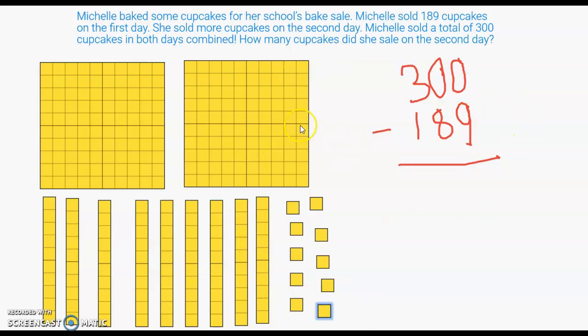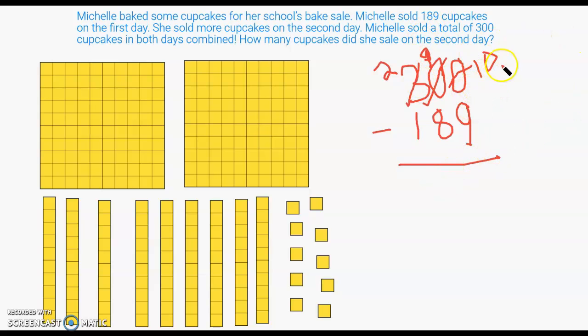All right, so now, guys, we need to rewrite this problem. So instead of 0 ones, we now have 10 ones. Instead of 0 tens, we now have 9 tens. And instead of 3 100s, we now have 2 100s. So now we can do our subtraction.